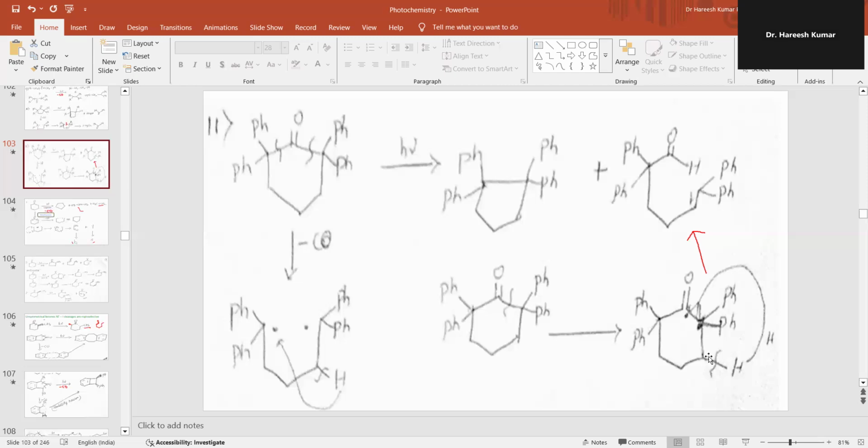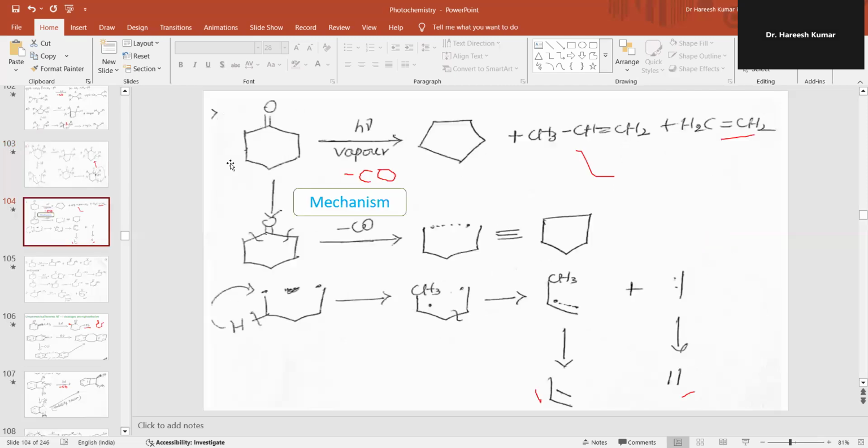In this one, alpha carbon hydrogen abstraction, that means this hydrogen goes over here, and an aldehyde is obtained. And once the hydrogen radical is removed, here there is a radical formation. This radical and this radical form a double bond. This is again one more. Let's take one more example. So again, it's a simple one. What is the simple one? Cyclohexanone.